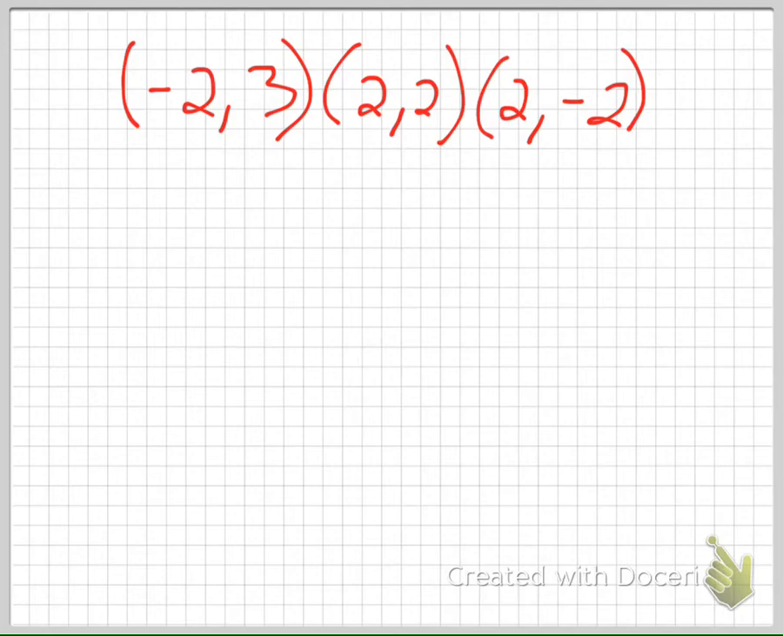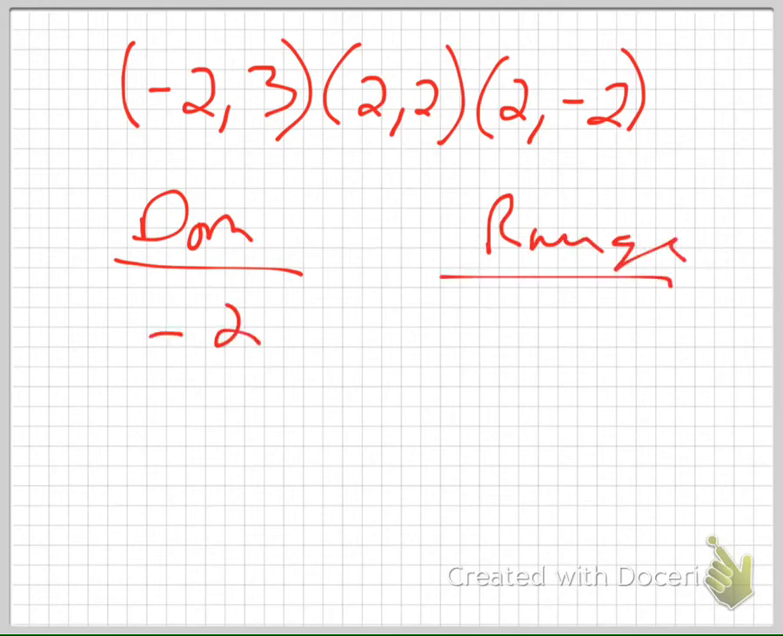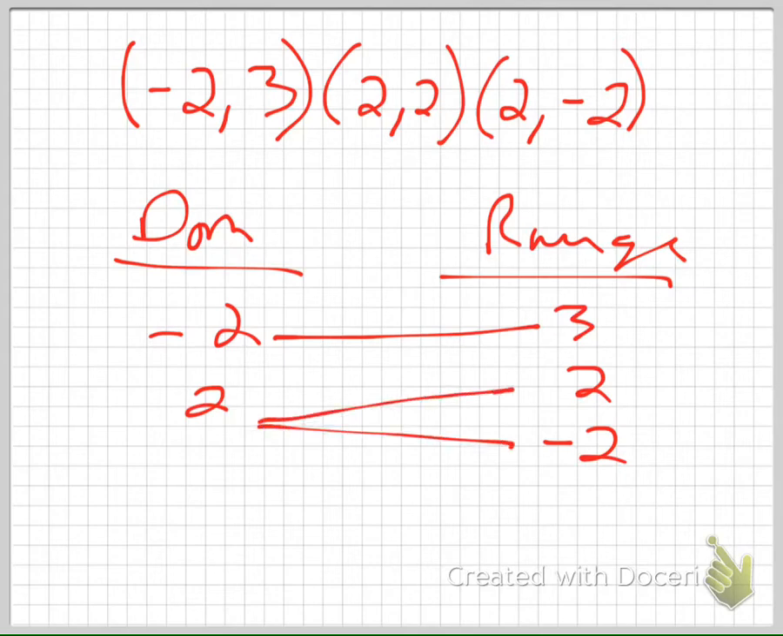Right. So when you do this and you have the domain and the range, you have -2, 2, and 2, and the outputs are 3, 2, and -2. The -2 goes to the 3. The 2 goes to the 2 and the -2. That splits over here, and it goes, oh, no, that's no good. Not a function. Okay? Try one more.